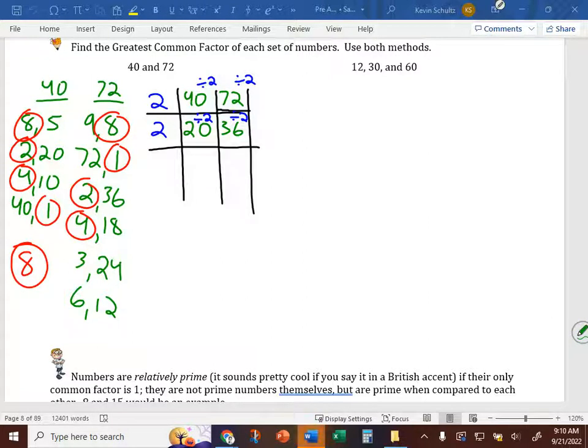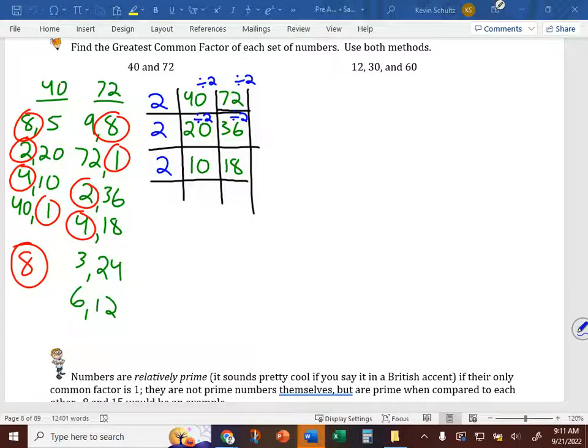And 20 divided by 2 is, everybody? 10. 36 divided by 2, everybody? 18. And we ask ourselves the same question again. What goes into both 10 and 18? 2 does again. So we're going to put our 2 over here.